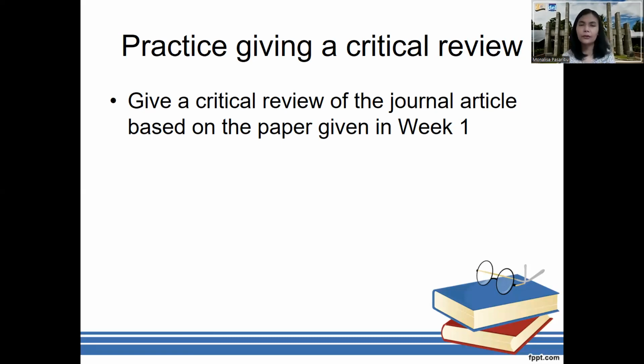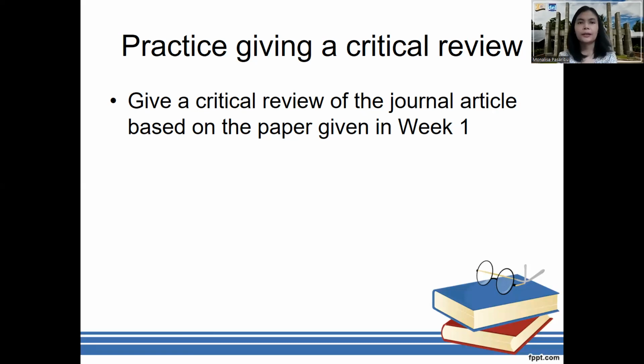Because 50% of the critical review, or half of it, or some parts of it, is actually a summary of the article. So practice by yourself. Do it individually. Write down a critical review for the paper that I gave to you in week 1. If I'm not mistaken, it's Julius' paper, user responses in information system development. So that's what you need to do in the theory session, everyone.